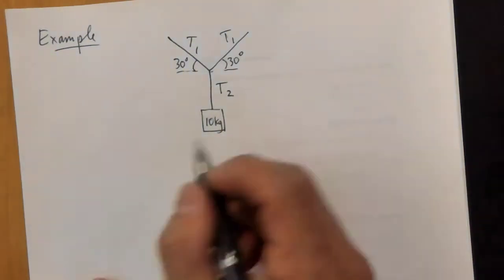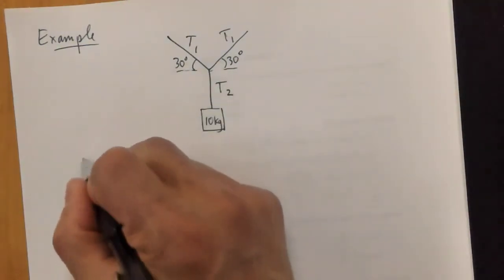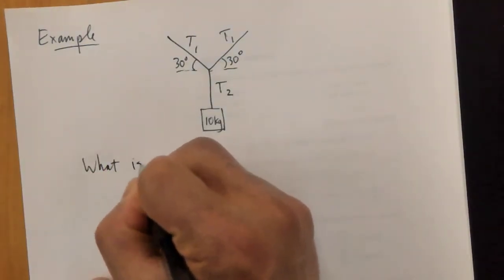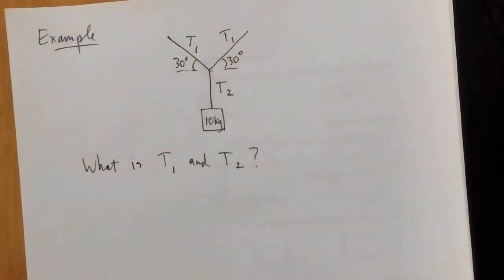So the question is, if this is hanging and it's not moving, what is T1 and T2? Okay? Questions about this? All right. So which one seems to be an easier problem to solve for, T1 or T2?